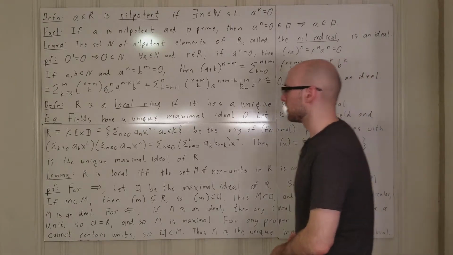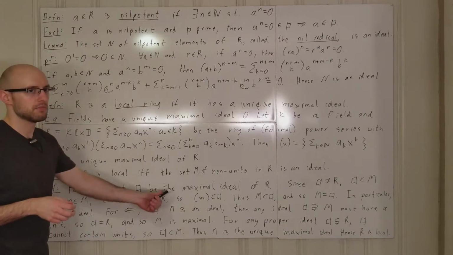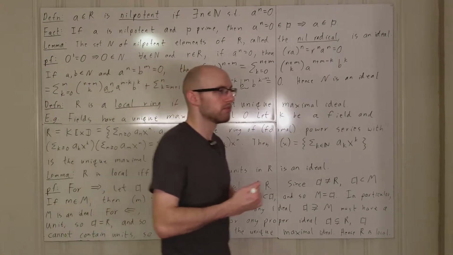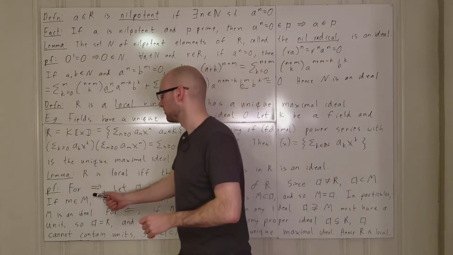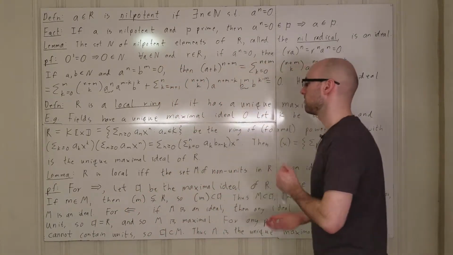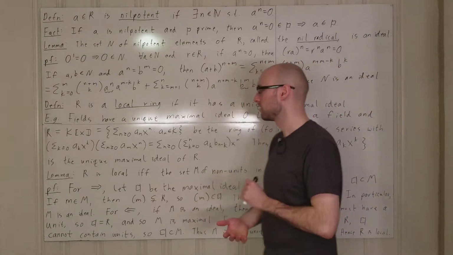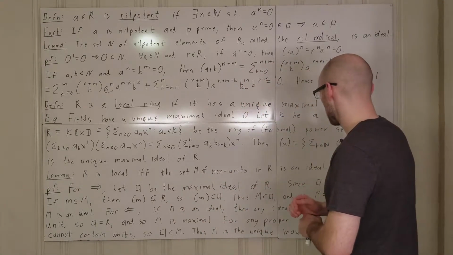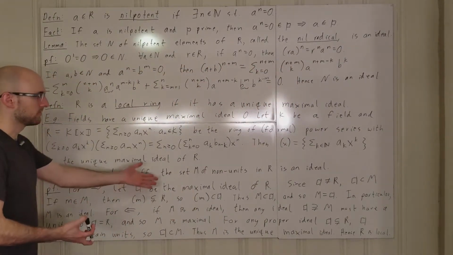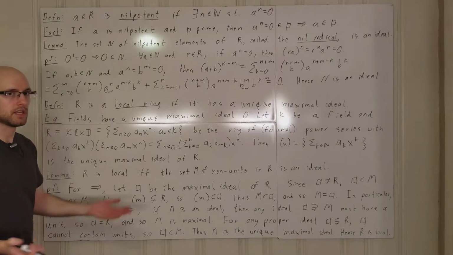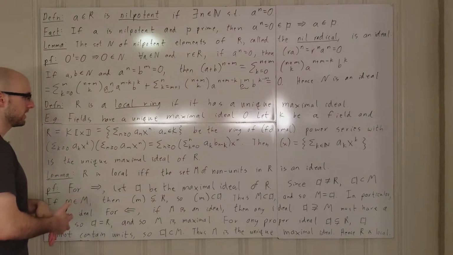So let's do this lemma. R is local if and only if the set of non-units, which we will call M, is an ideal. It's an if and only if, so we have to prove two directions. Let's start with the forward direction. Suppose R is local, that means it has a maximal ideal. Let's call it A for now. If the set of non-units is equal to A, then it's an ideal because A is an ideal. So let's aim for that.